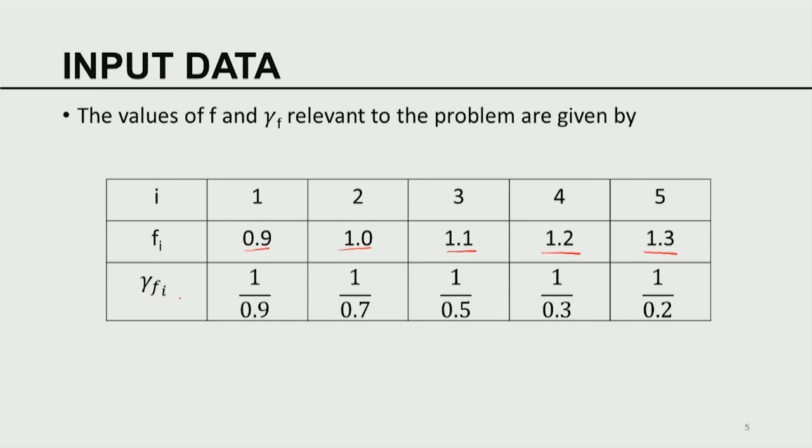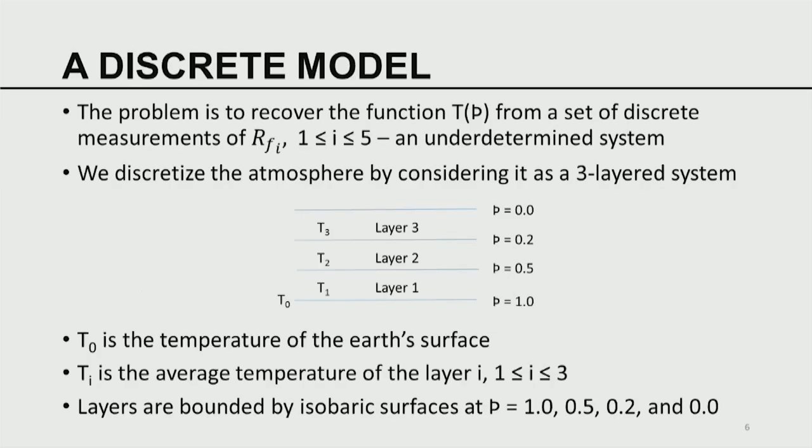Gamma F, gamma(F_i). These are all constants. These are all radiation related constants. Physicists have already estimated these constants. So for the first channel it is 1 over 0.9, second channel 1 over 0.7, for the fifth channel it is 1 over 0.2. So gamma F is known, F_i is known. Frequencies and the corresponding radiation constants are known to us.